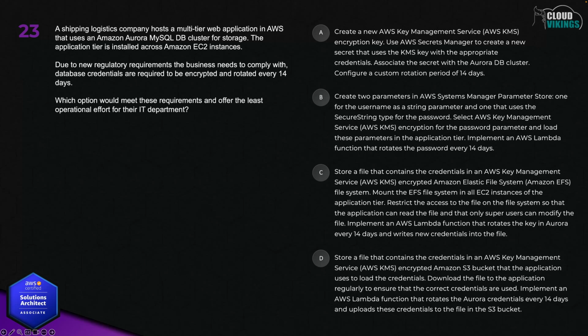The correct answer here with the least operational effort would be A. Create a new AWS KMS encryption key. Use AWS Secrets Manager to create a new secret that uses the KMS key with the appropriate credentials. Associate the secret with the Aurora DB cluster. Configure a custom rotation period of 14 days.